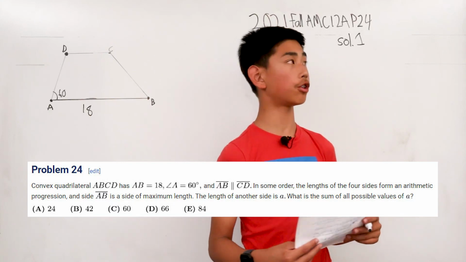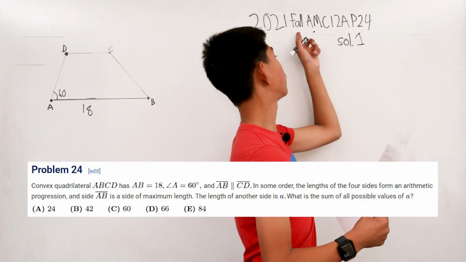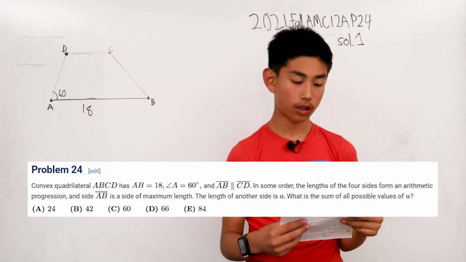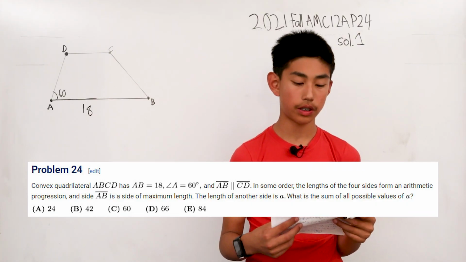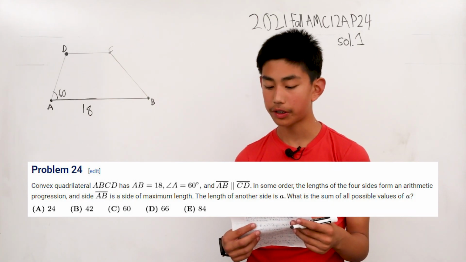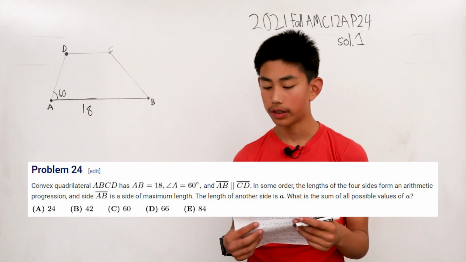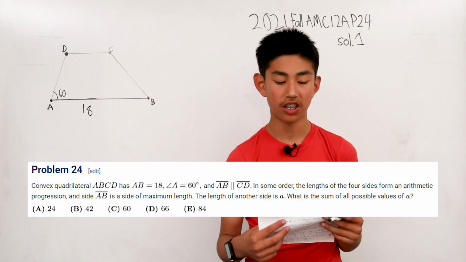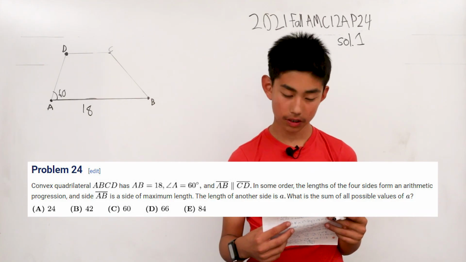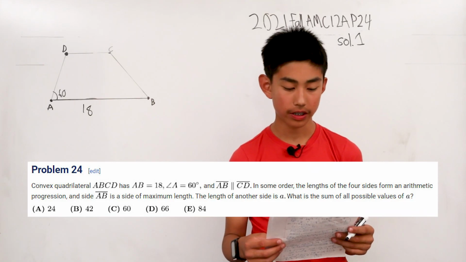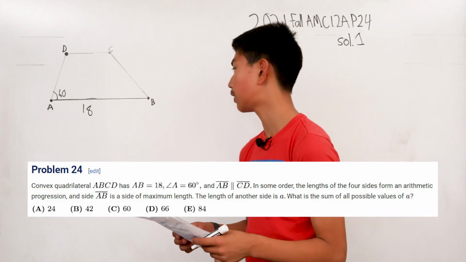This is the first solution of problem 24 from the Fall AMC 12A from 2021. Convex quadrilateral ABCD has AB equal to 18, angle A is 60 degrees, and AB is parallel to CD. In some order, the lengths of the four sides form an arithmetic progression, and side AB is a side of maximum length. The length of another side is a. What are all the possible values of a?